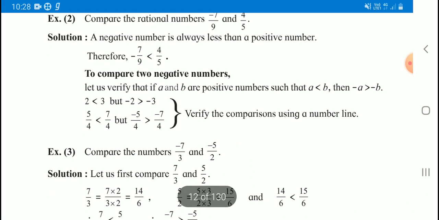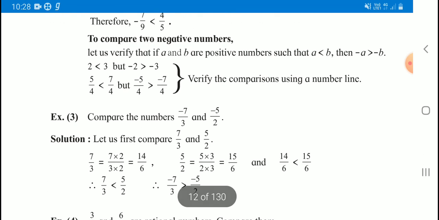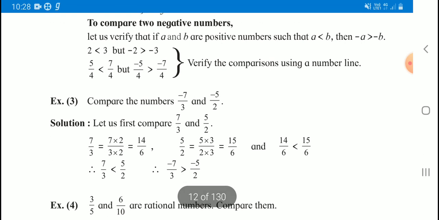While comparing two negative numbers, we will see the numbers on the number line, and the one nearby 0 is greater than the other negative number. So if we consider the numbers negative 2 and negative 3, the number negative 2 is nearer to 0 as compared to negative 3. So, negative 2 is greater than negative 3.